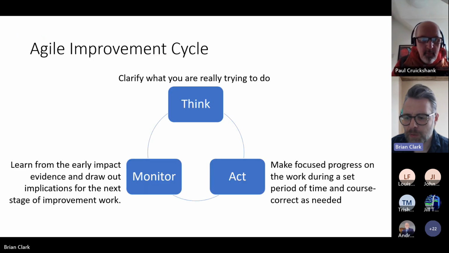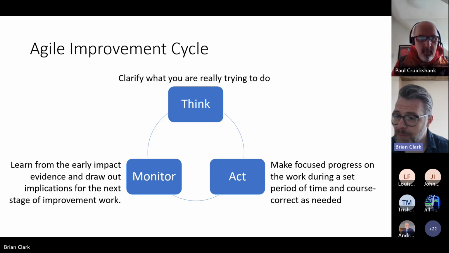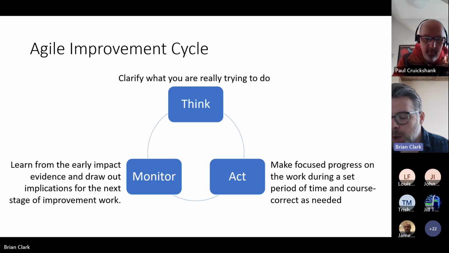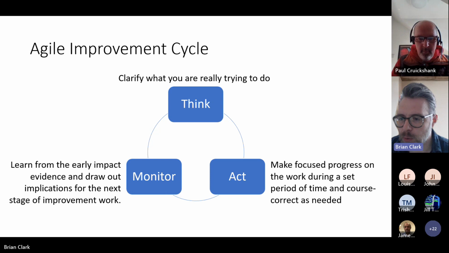That's part of this agile improvement cycle. It's the thinking part of the cycle, and we do that before we take any actions or figure out how well we are doing those actions. That was all last week, when we talked about the thinking part. This week, we're going to look at what we can do to make focused progress on those things, and how we actually know if we've been successful.